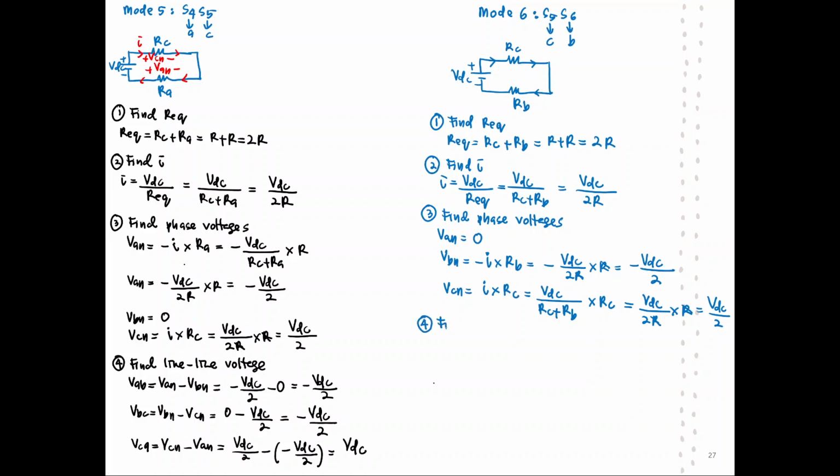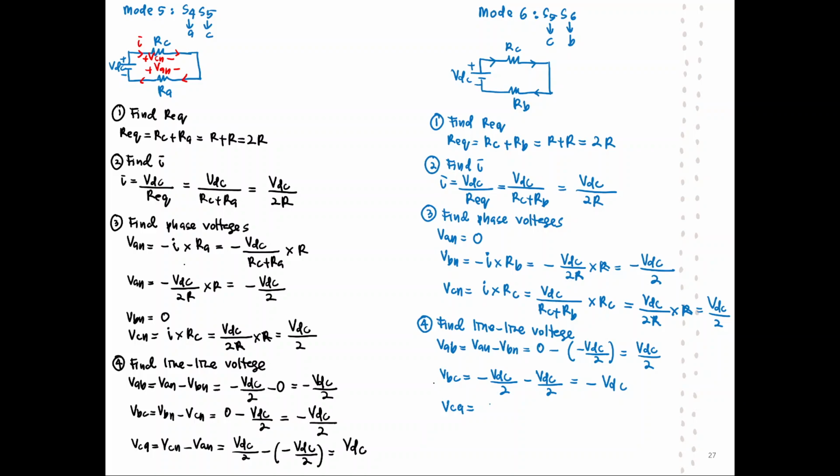So lastly, you need to find your line to line voltage. VAB will be equal to 0 minus negative VDC over 2, so you will get VDC over 2 for your VAB. VBC will be VBN minus VCN, which is negative VDC over 2 minus VDC over 2, so you will get negative VDC as your output. And VCA is VCN minus VAN, so VDC over 2 minus 0. The answer will be VDC over 2.